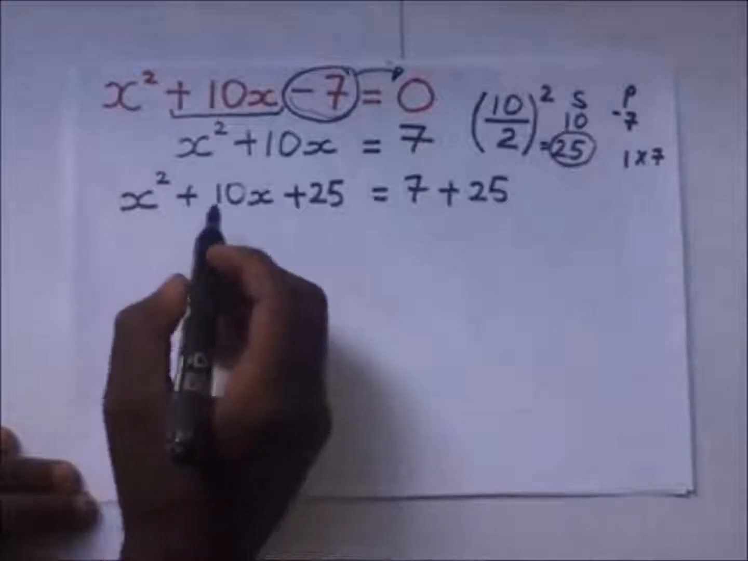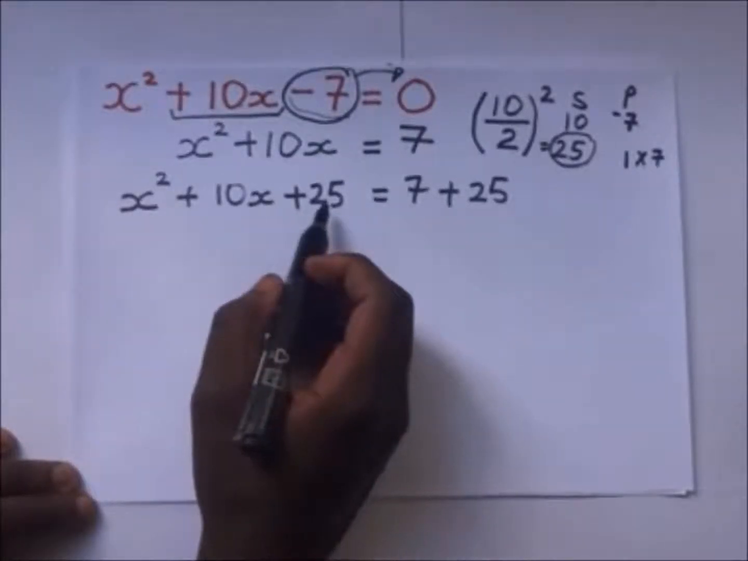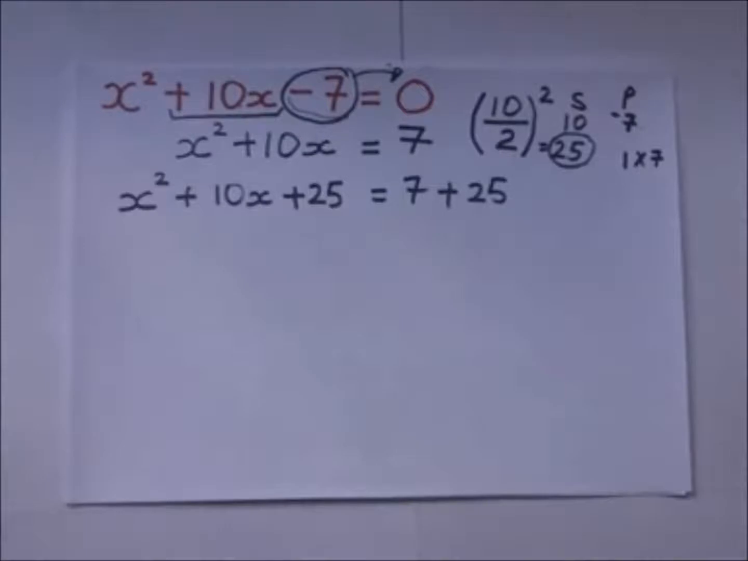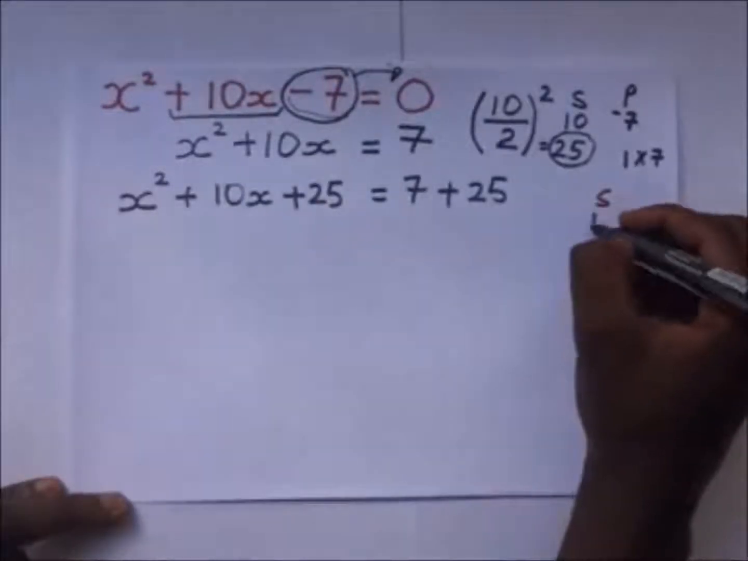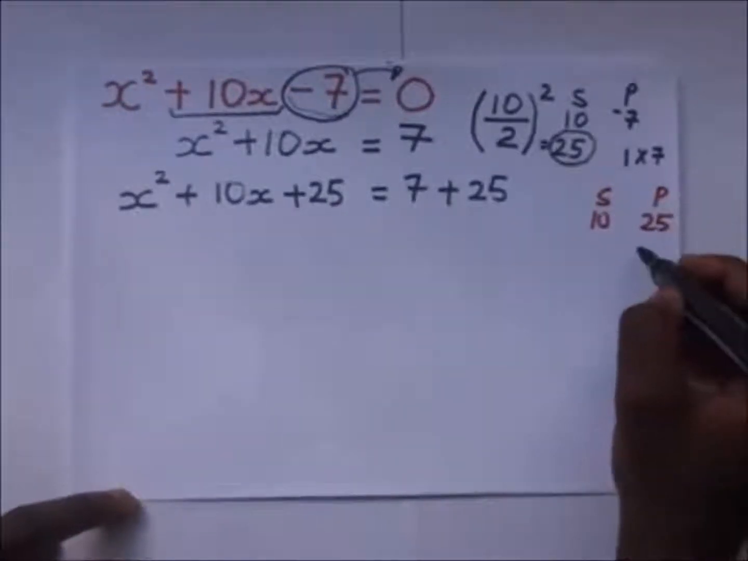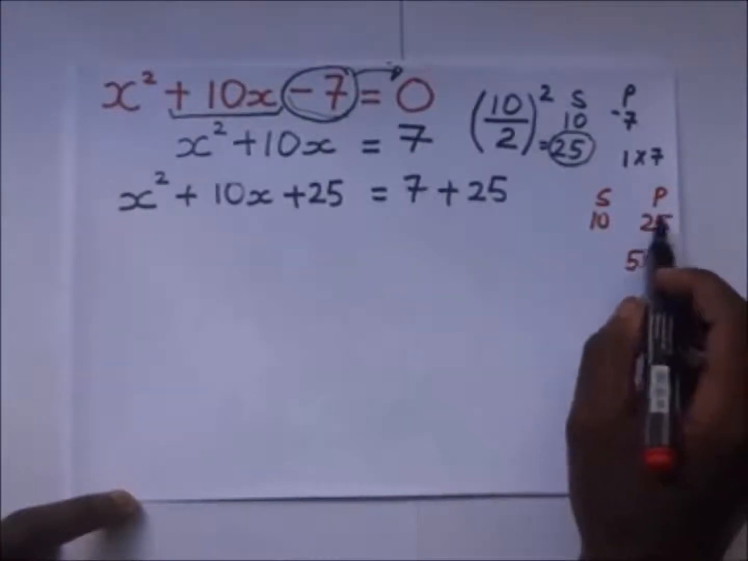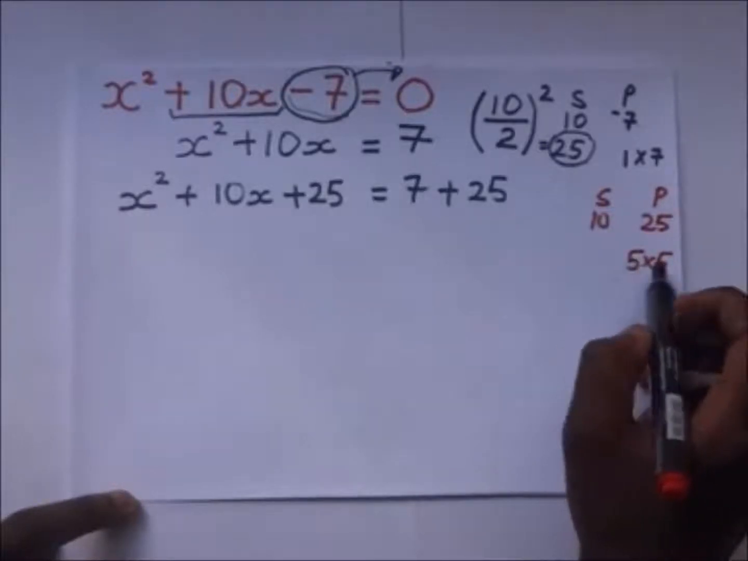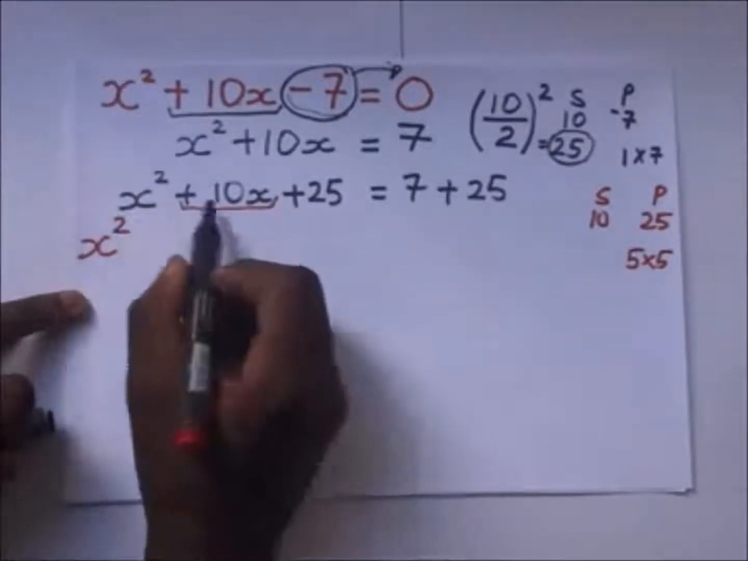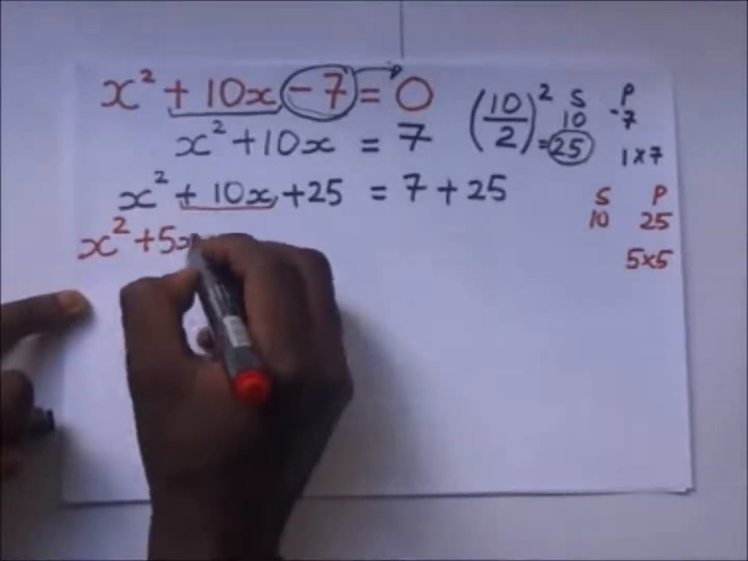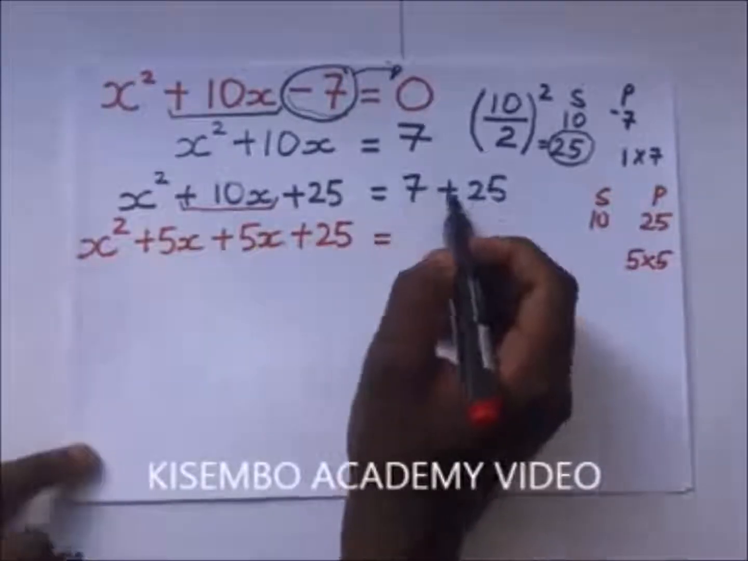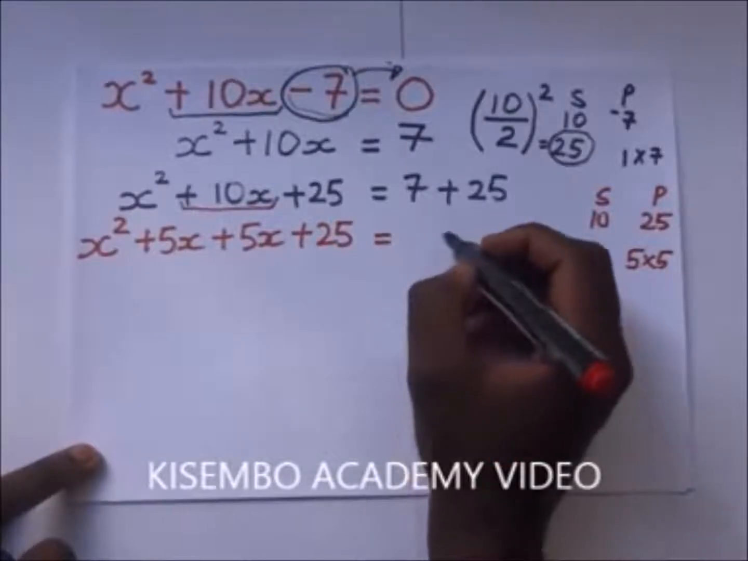And then from there we realize that in factorizing this expression, we need to look for two numbers giving us a sum of 10 and a product of 25. And of course the two numbers here are 5 and 5, because 5 times 5 is 25 and 5 plus 5 is 10. So we use them to replace this middle term. So this is going to end up being x squared plus 5x plus 5x plus 25, which is equal to 7 plus 25, which gives us 32.